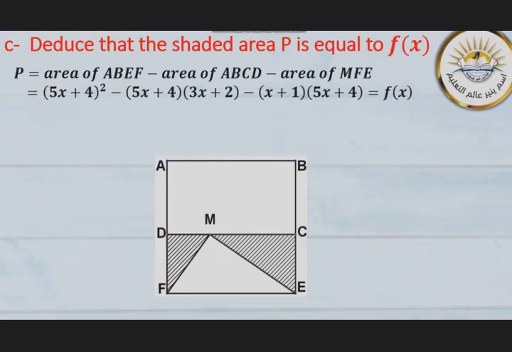So P is equal to (5x plus 4) squared minus (5x plus 4) times (3x plus 2) minus (x plus 1) times (5x plus 4), which is f of x that we started this exercise from. And this is the reduced form or factorized form. So the area of the triangle MFE is equal to (5x plus 4) times (x plus 1).